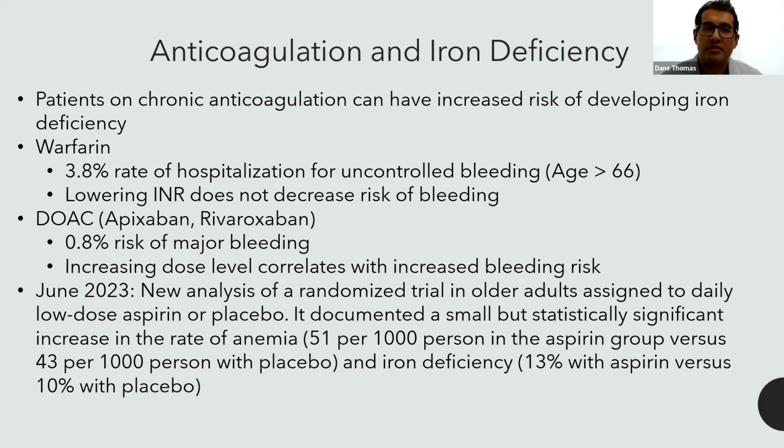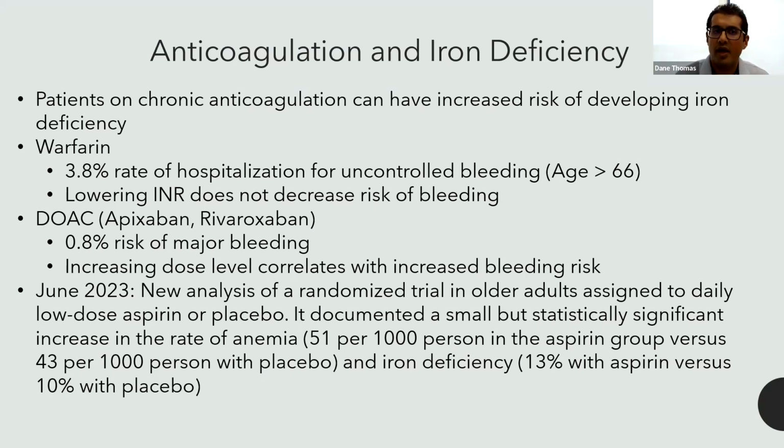There are many patients that are on anticoagulation, either short-term or long-term, and it's important to also think about iron deficiency in these patients. Patients on chronic anticoagulation can have an increased risk of developing iron deficiency. Patients on warfarin have a 3.8% rate of hospitalization for uncontrolled bleeding, and this is in a subset of patients greater than the age of 66. Lowering INR typically does not decrease the risk of bleeding in these patients, unfortunately.